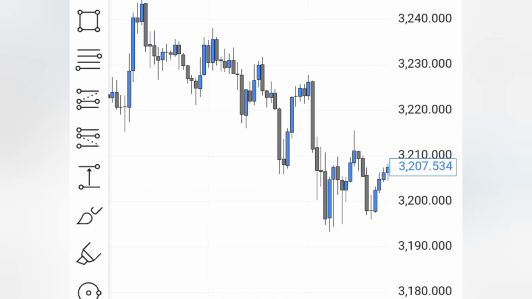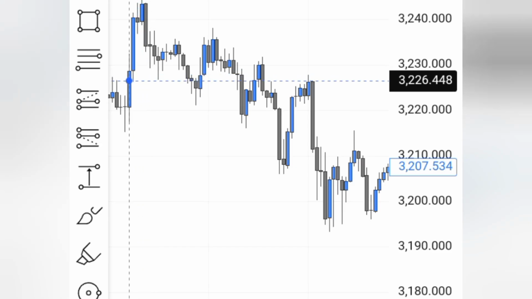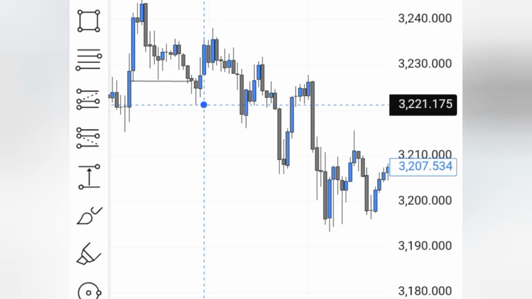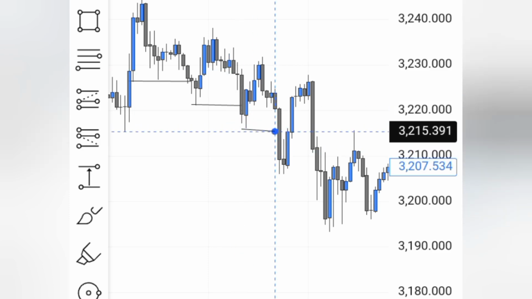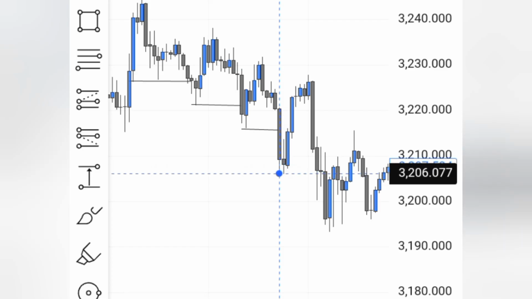Now when you come here, can you see this? This was a low being broken right here, and this was a low being broken right here. Means it was a bearish market, and this was a low being broken here. Can you see that? And this was a low being broken here. Means we are in a bearish market.